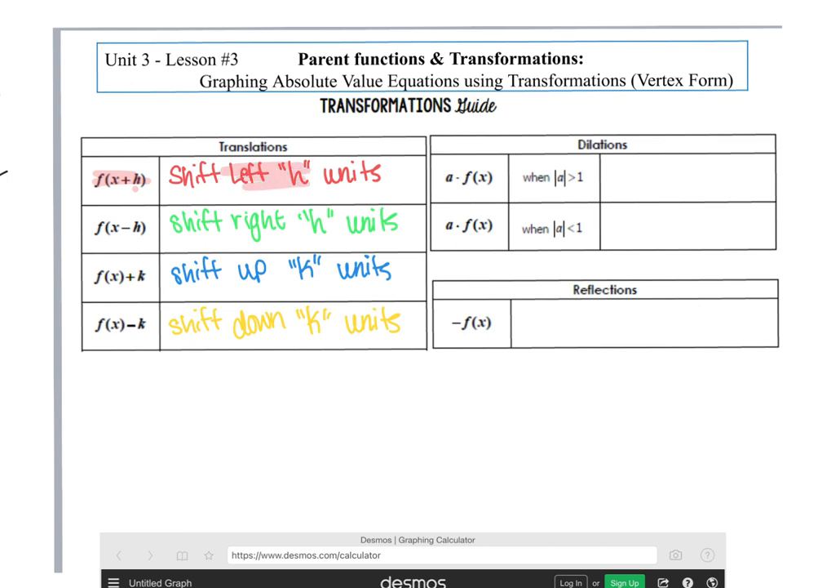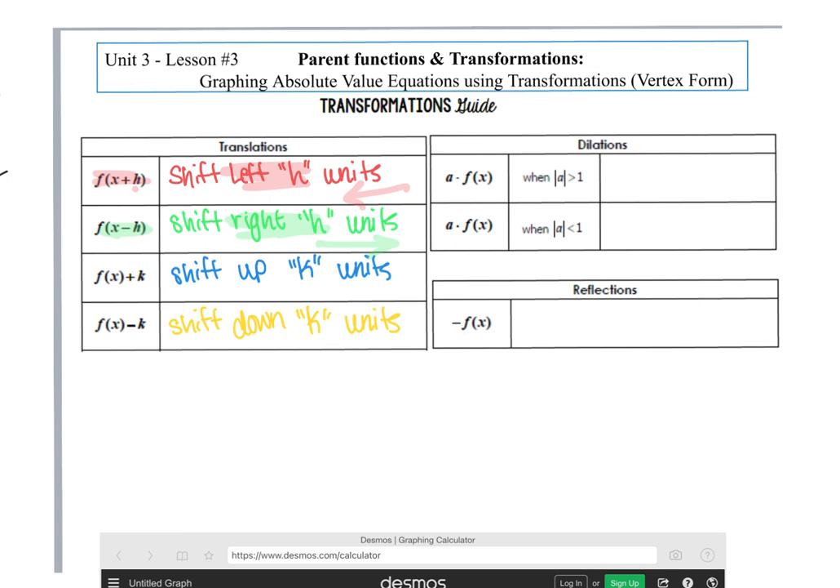So plus means to move left, and let's draw an arrow going to the left. Now whatever is inside the bars with the x, and we are subtracting it, so we're going to say f of x minus h, means that we actually go right that number of spaces. So minus means to move right. So when it comes to being inside with the x, it's actually the opposite of what the sign says, and that's because it was the part that got set equal to 0 and then solved, so it always takes on that opposite sign.